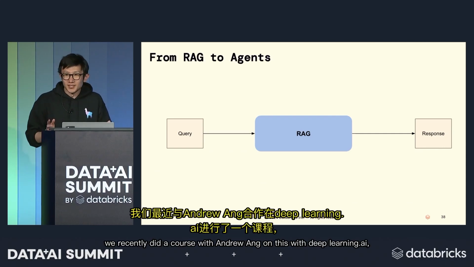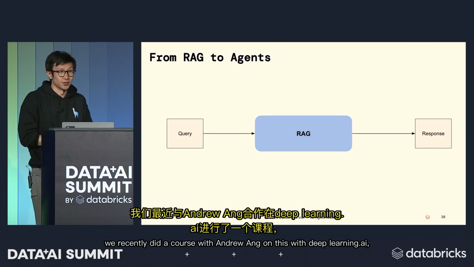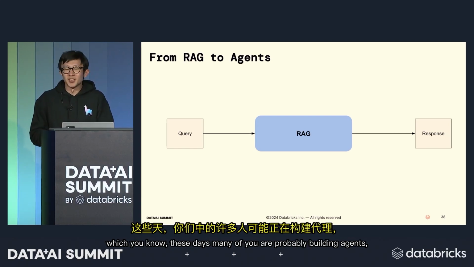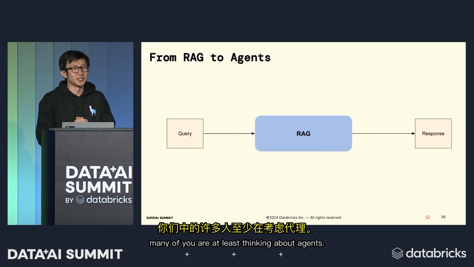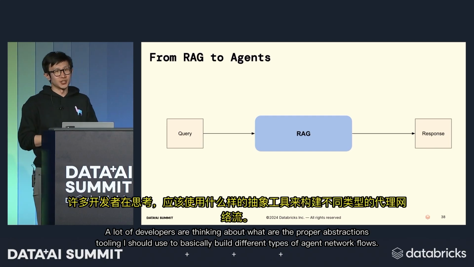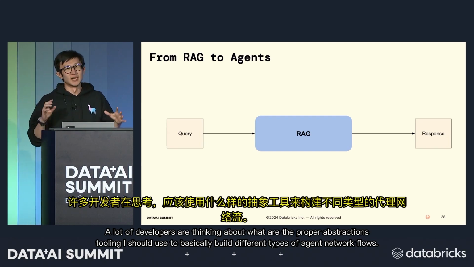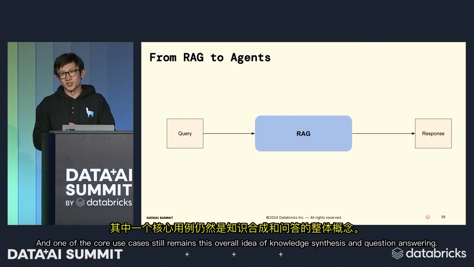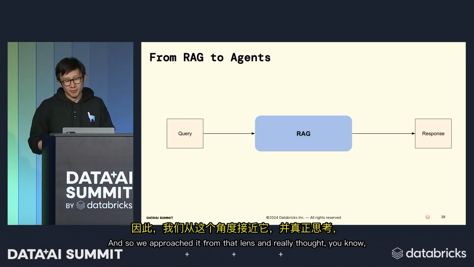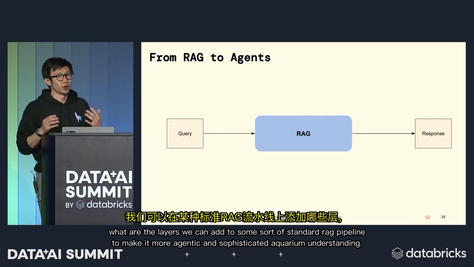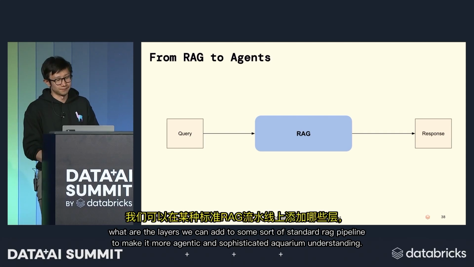We recently did a course with Andrew Ng on this with deeplearning.ai, but we thought a lot about the relationship between RAG and agents, which, these days, many of you are probably building. Many of you are at least thinking about agents. A lot of developers are thinking about what are the proper abstractions and tooling I should use to build different types of agentic workflows. And one of the core use cases still remains this overall idea of knowledge synthesis and question answering. So we approached it from that lens and really thought, what are the layers we can add to some sort of standard RAG pipeline to make it more agentic and sophisticated at query understanding.